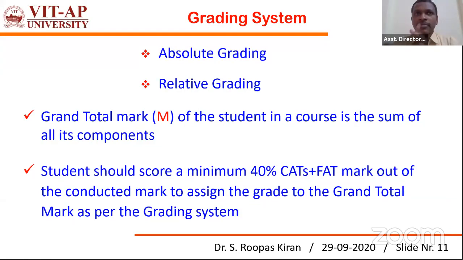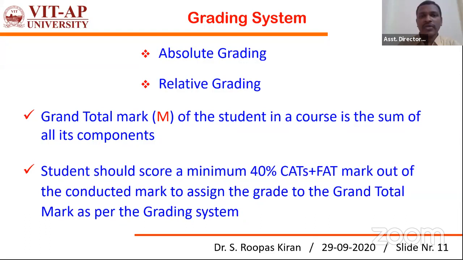Maximum mark for each examination is 50. So CAT 1 is 50 marks, CAT 2 is 50 marks, FAT is 50 marks. So the total maximum mark for which we are conducting the examination is 150. Out of that 150, you must score a minimum of 60 marks. That is the same as this 40%. So 60 out of 150 is equivalent to 24 out of the theory weightage, the CAT weightage, which is 60 marks.